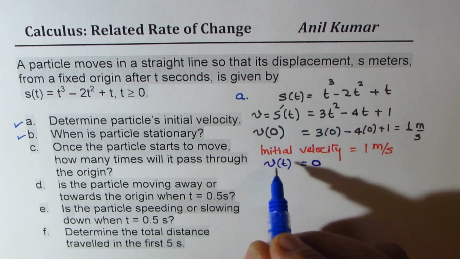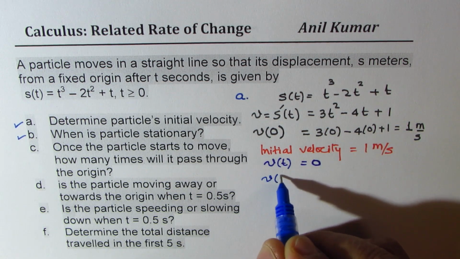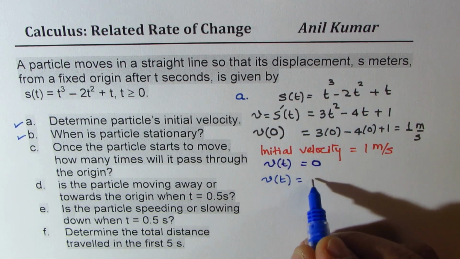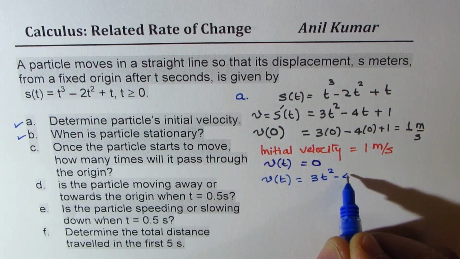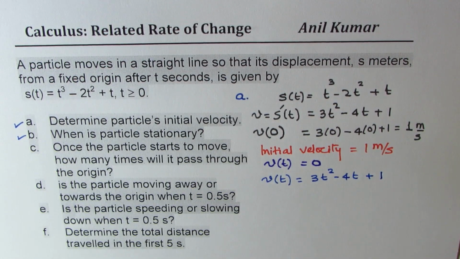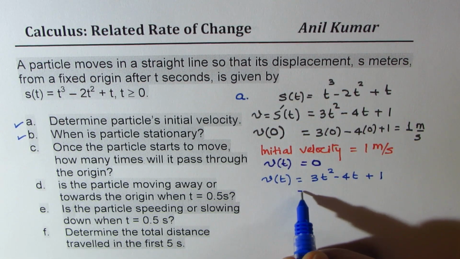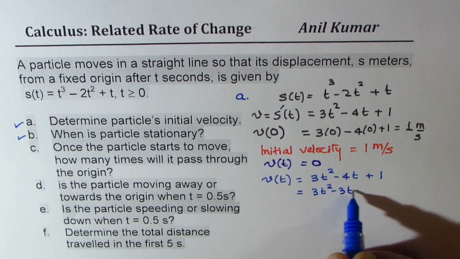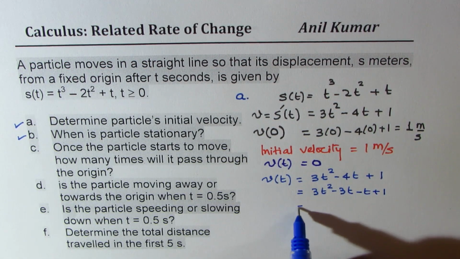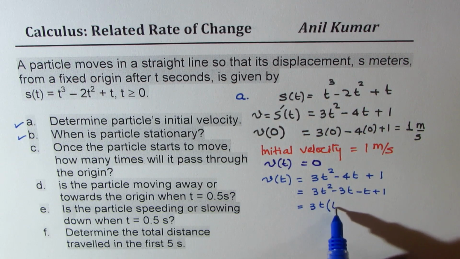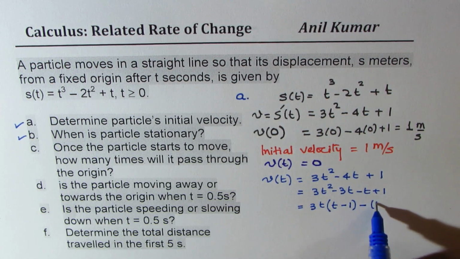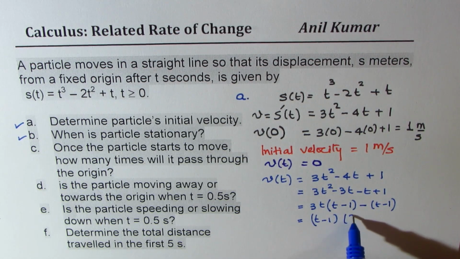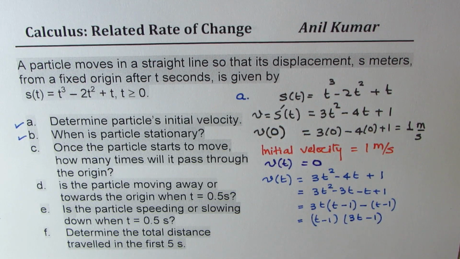We'll begin with the equation which relates velocity. So velocity we found is 3t square minus 4t plus 1. Now let's factor this. We could write 4t as a combination of 3 and 1 with negative sign, right? And now we can factor 3t from the first two terms. We get t minus 1, and we already have t minus 1 as another term. So t minus 1 is one factor. 3t minus 1 is the other factor.